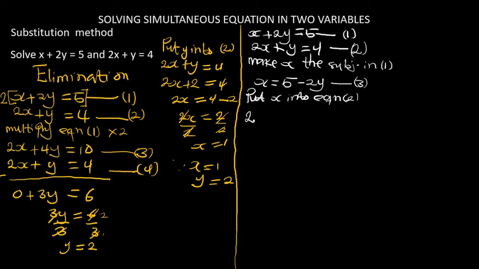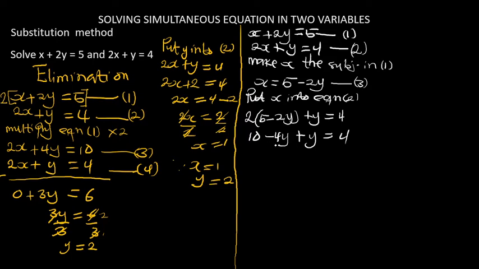Alright, we put x into equation 2. We'll have 2 brackets open 2 and then x. Now x is 5 minus 2y, so 2 times (5 minus 2y) plus y equal to 4. Alright, let's open the bracket. So 2 times 5 is going to give us 10. 2 times minus 2y is going to give us minus 4y plus y equals 4.